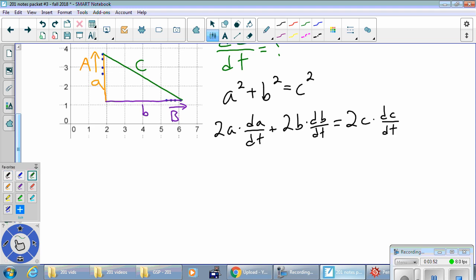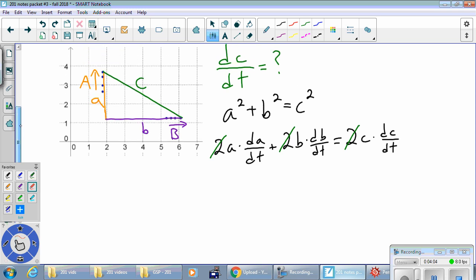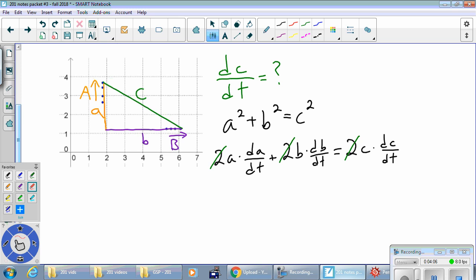Okay, so I'm going to go ahead and divide everything by 2, which is going to get rid of all of these 2's. It's not necessary to do that, but it just makes it a slightly easier calculation for us. Okay, so I'm going to circle the thing that I'm looking for. Remember, dC/dt was the question mark. So this is the thing that I want. And that means that every other quantity in this equation needs to get substituted by a number, right?